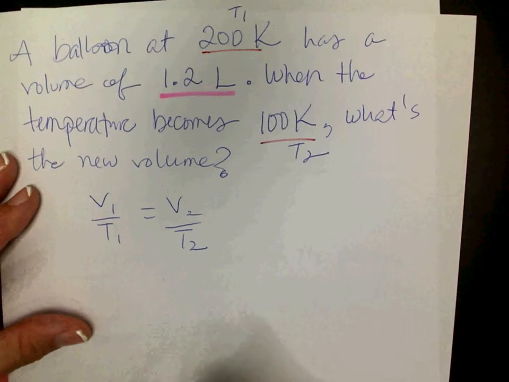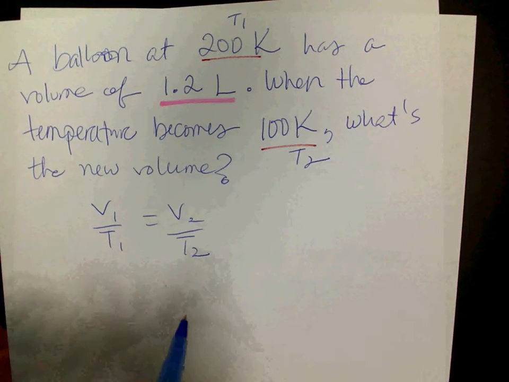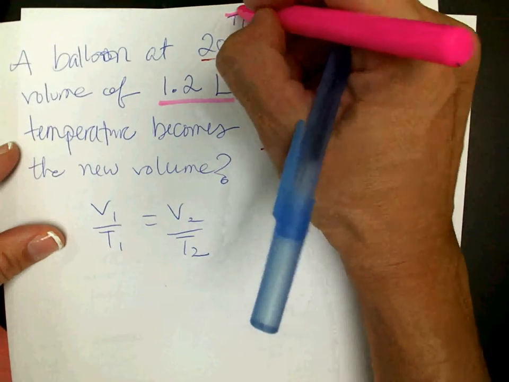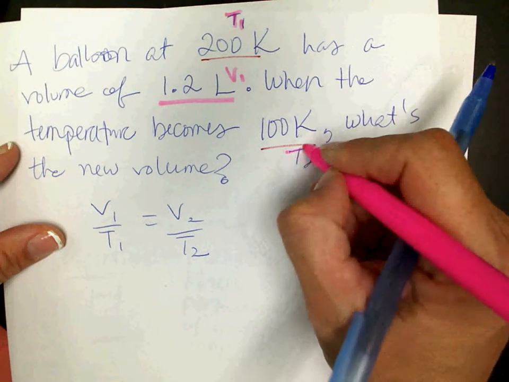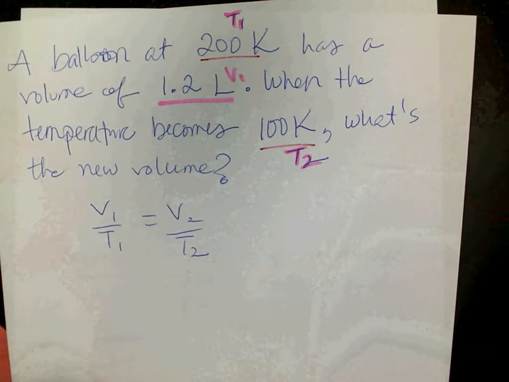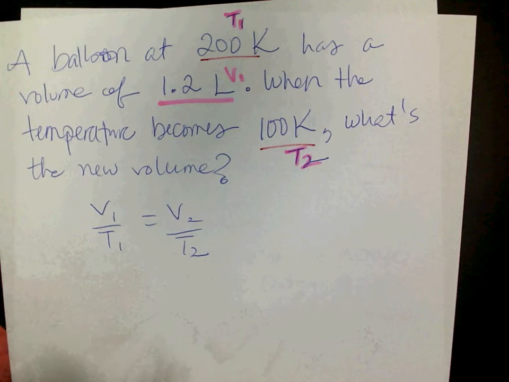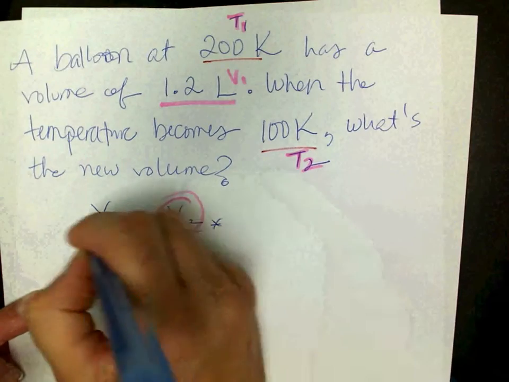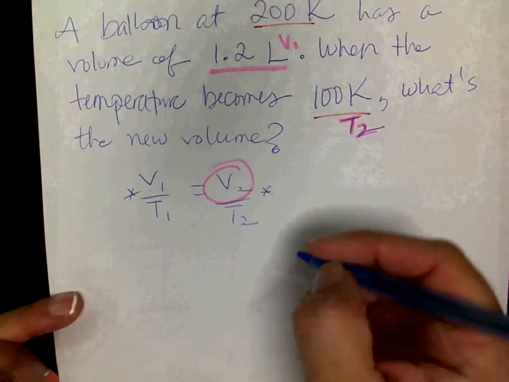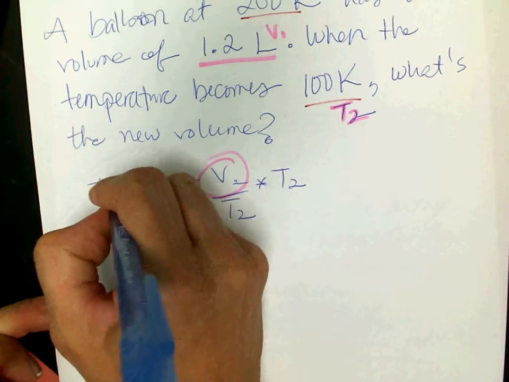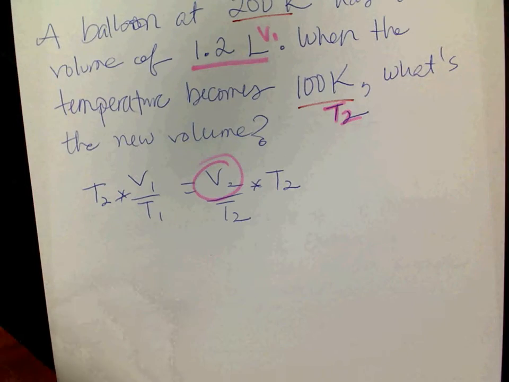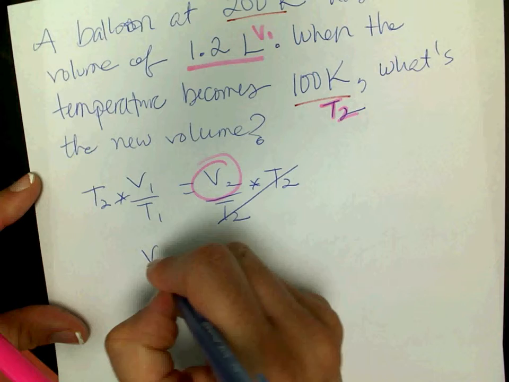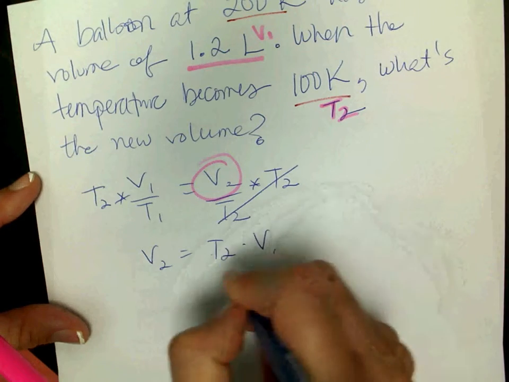All right, so let's show everybody how we're getting that. Let's go up here and label this. This is your original volume and your original temperature. Here's your final temperature T2. All right, now I want the new volume that's right here. How do I get V2 by itself? What do I need to multiply both sides by? T2. Very good. Who said that? Andrew? Yeah, okay. That cancels. So V2 equals T2 times V1 over T1.